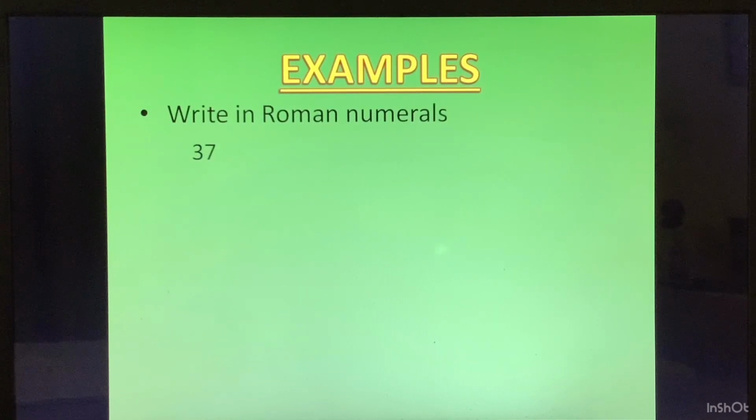Now let us look at some examples. Write in Roman numerals 37. 37 will be written as 30 plus 7, which is equal to XXX plus VII. And we combine them and write XXXVII.